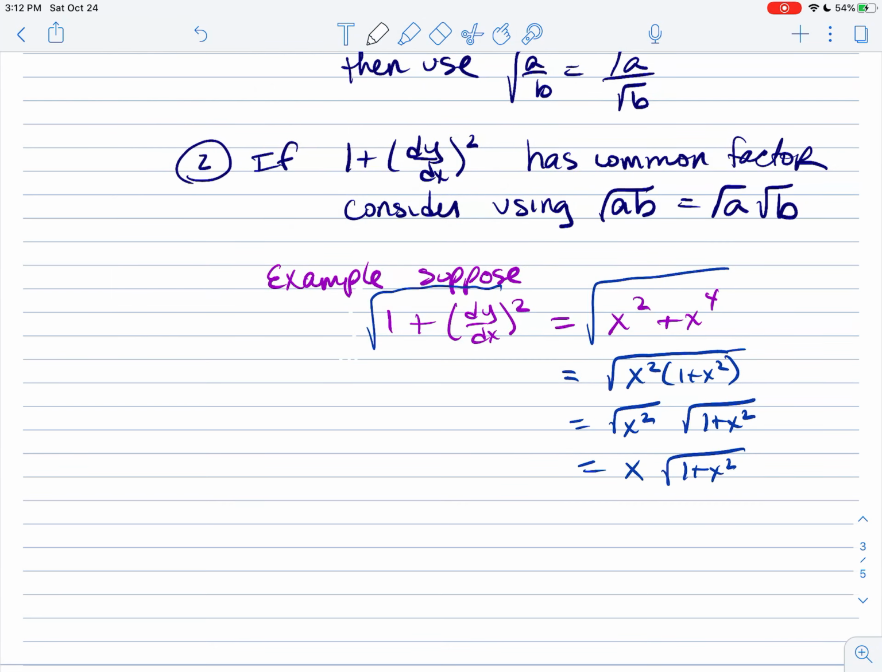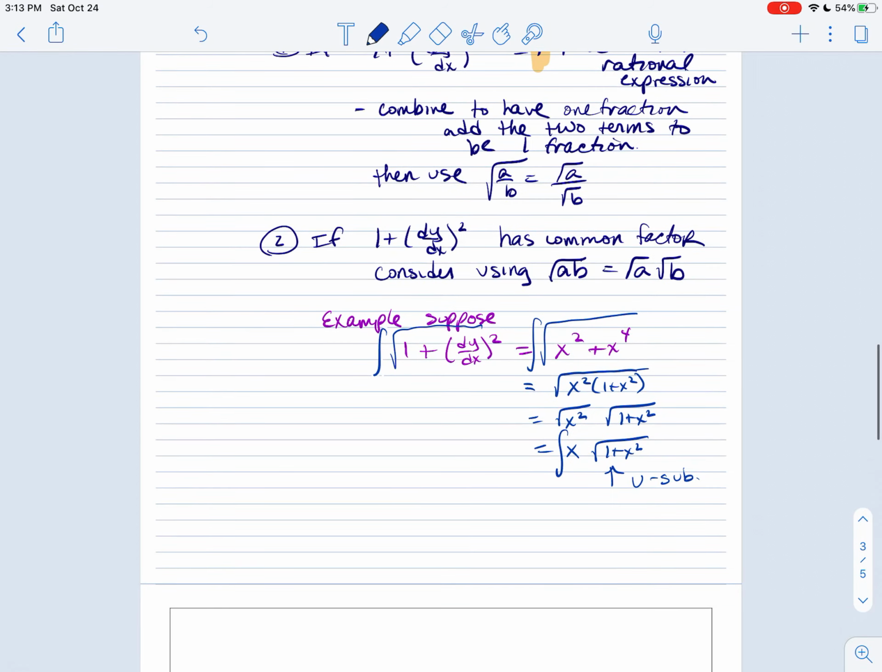And if I throw that into an integral, right, if I have that integral there, this would be an integral, and then this would be an integral, and now it's just a u substitution, which is very simple to do. So you kind of want to try to simplify that way.